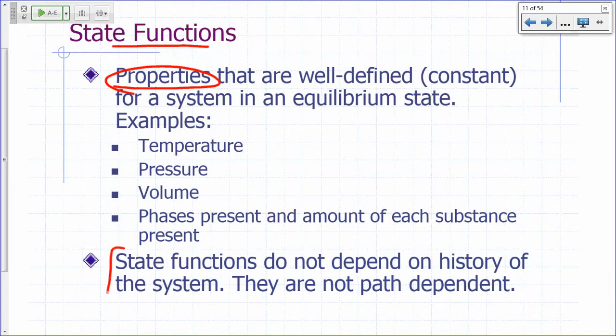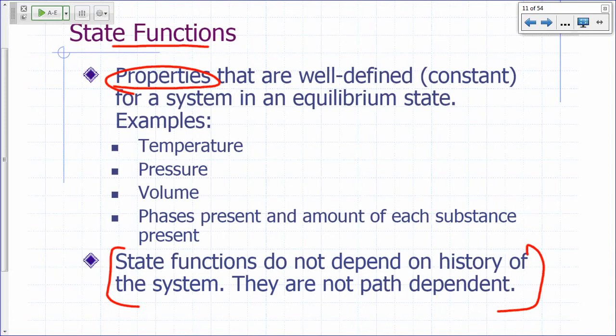Okay? They do not depend on the history of the system. In other words, it doesn't matter how you got to that point. It doesn't matter how the system got to that particular state. These state functions are well defined. So if a system ever undergoes a series of changes and it goes back to that particular state, those values would still be the same. Otherwise, it would be a different state.